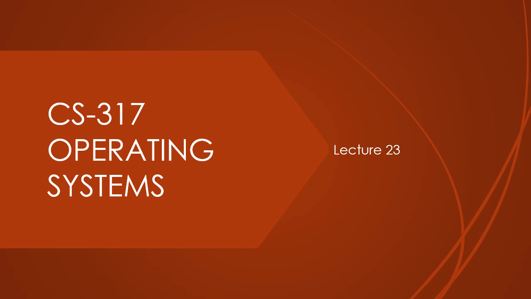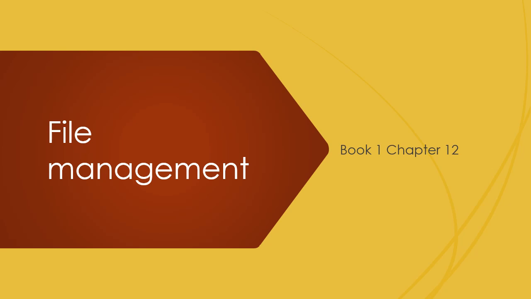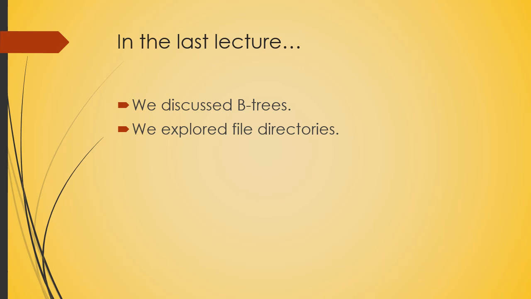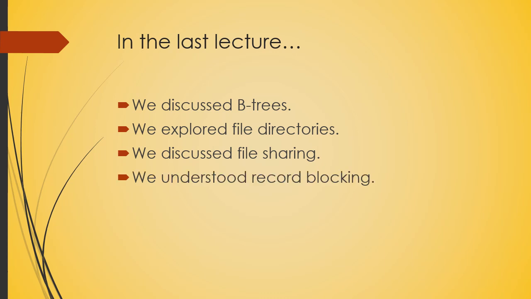Let's start lecture number 23 of CS 317 Operating Systems. This is the last lecture on the chapter of file management, for which we are using chapter 12 of the William Stallings book. In the last lecture, we discussed B trees, we explored file directories, we discussed file sharing, and we understood record blocking.